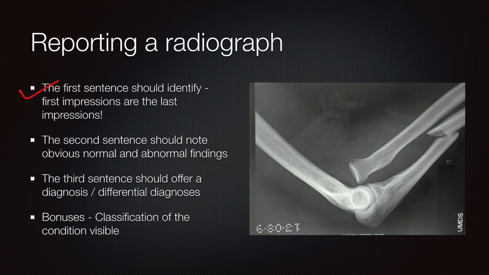Followed by that, the second sentence should note the obvious normal and abnormal findings, and the third sentence should provide some amount of detail and then go into a provisional or a differential diagnosis depending on what you have in front of you. A bonus is if you are able to provide a classification for the condition visible. However, please remember that not all conditions may be classified at an undergraduate level, and therefore this is not a pass-fail criterion, but this is a bonus marking criterion.